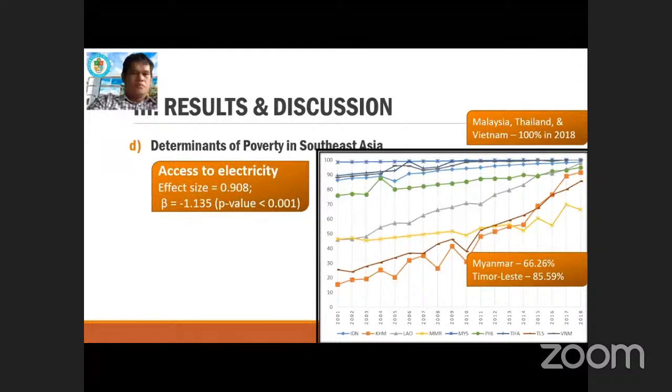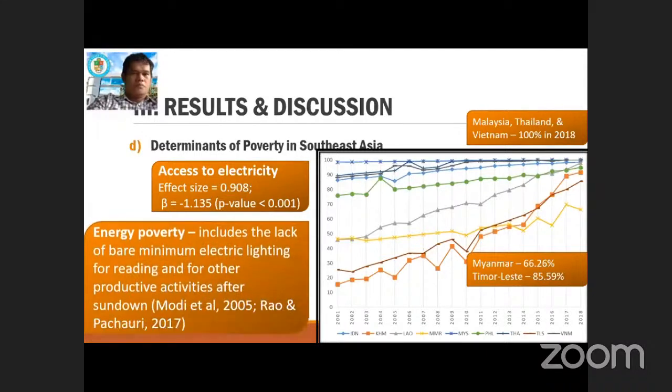The PLS-SEM revealed that access to electricity is the strongest determinant of poverty in the ASEAN region. This implies that increased access to electricity significantly lowers the poverty incidence in the region. The lack of access to electricity has been linked to the concept of energy poverty, which is the lack of a bare minimum of electric lighting for reading and for other productive activities after sundown.